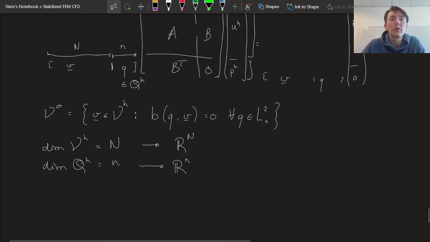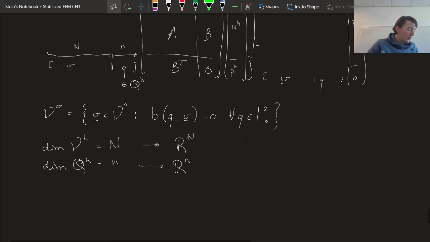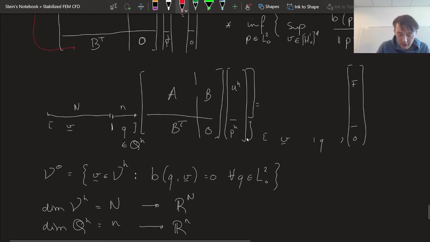So even though this is a space of functions, we can encode each function in this space by just capital N numbers. That's what I mean by this arrow. And that's exactly what we're doing in this discrete approximation. Okay, so then what does this last line in the statement really say?